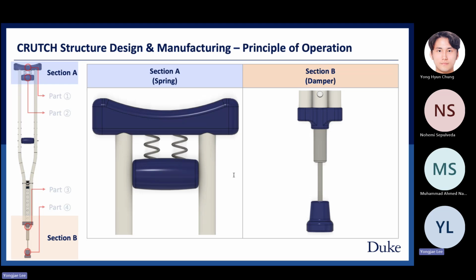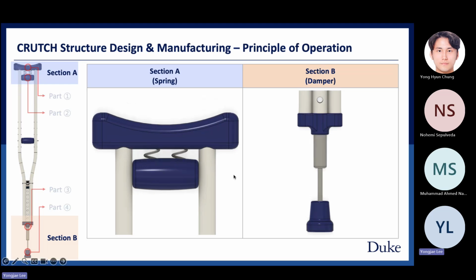For Part 2, fixing this part was a major challenge because it had to bear all the load on the user. We will discuss in detail later on a few pages. Section B is the damper part and serves to mitigate the initial reaction force transmitted from the ground to the user's armpits.